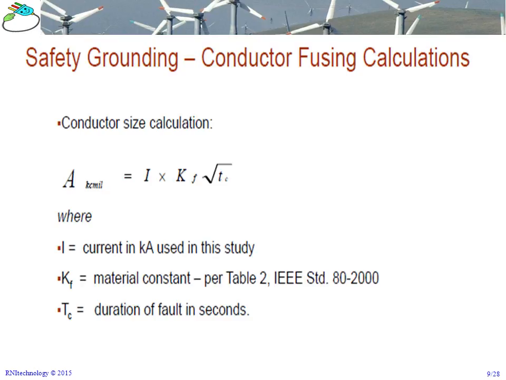The second step in your design is to calculate the conductor sizing based on the amount of current in kiloamps, and you can do that using any power system study. The material used for the conductor, whether copper, aluminum, or a copper alloy, is what we call the KF. The second thing is the duration of the fault in seconds. How long would you expect this fault to last in the system until being cleared?